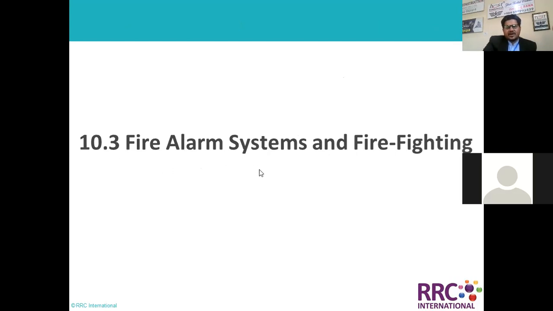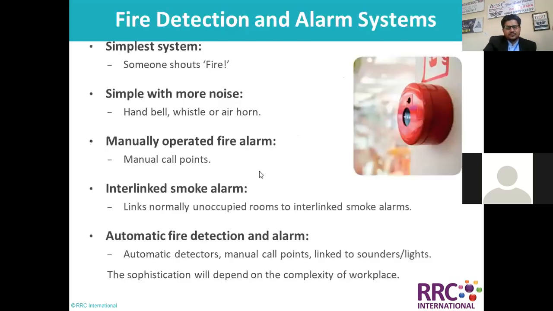10.3 is all about fire alarm systems and firefighting. We have simple systems like shouting, or something with more noise, like a handbell or whistle, a manually operated fire alarm, or interlinked smoke alarms in normally occupied rooms. Then an automatic fire detection and alarm system, which is a little expensive, but mostly used in Saudi Arabia. No more battery operated ones, especially in Saudi Aramco. Even in the residential compounds, battery operated heat or smoke detectors are not acceptable.